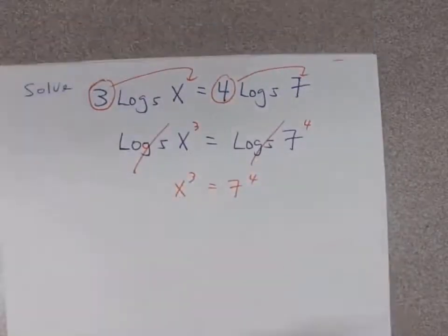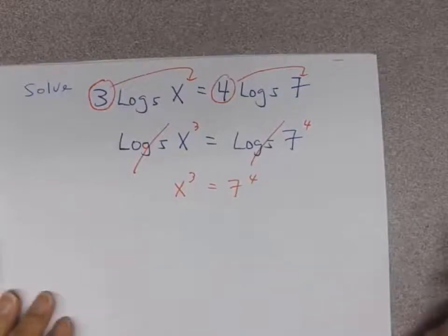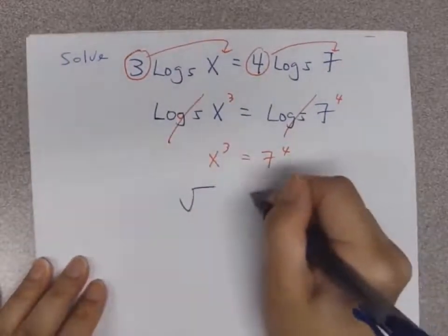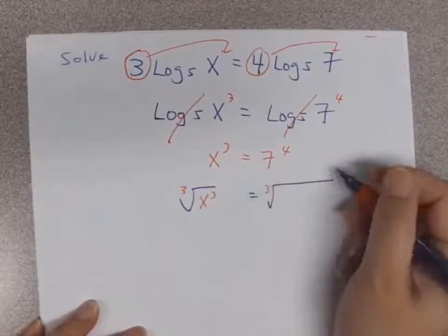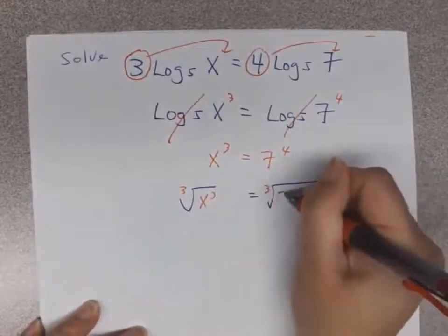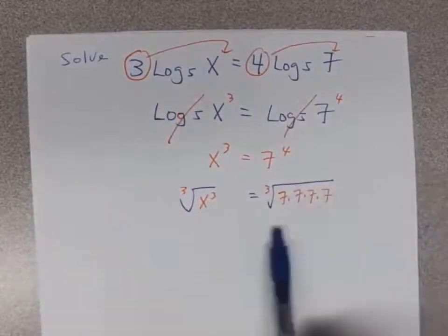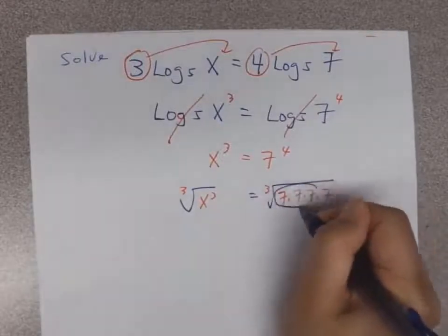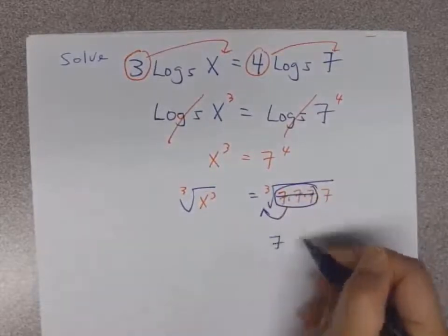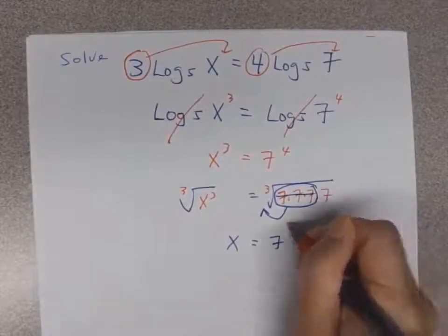Is that okay? How do I get rid of the cube? Cube root. So I need to cube root both sides. So 7 to the fourth power means I have 7 times 7 times 7 times 7, right? Do you agree? So if I'm taking the cube root, I need how many as a group to get out? 3 as a group. So this group can get out as 7, right? And then I have what in the root? Cube root of 7. So that would be the answer.